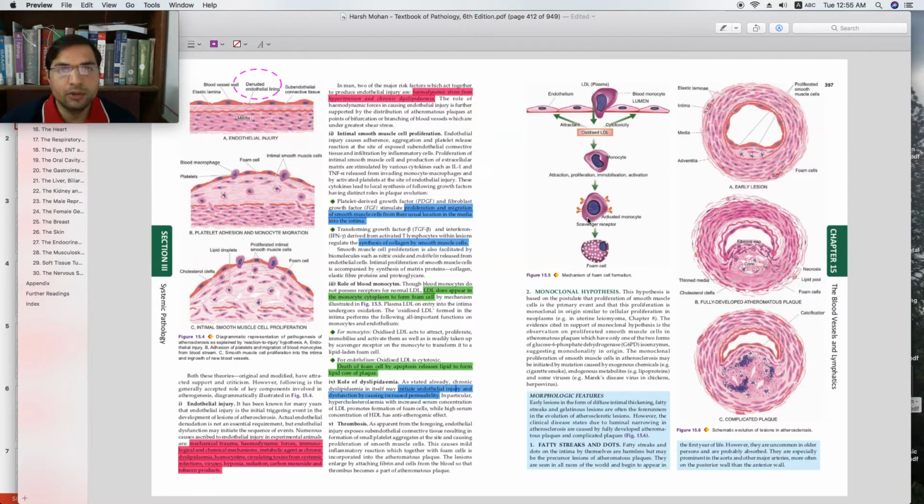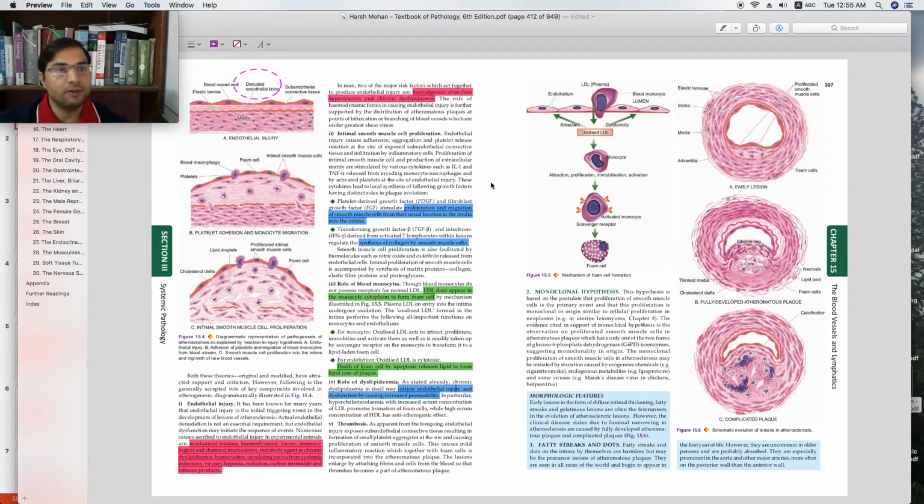Now let us come to the mechanism of atherosclerosis. So we already know that atherosclerosis is thickening and hardening of the arteries, and atherosclerosis means the deposition of atheromas or fibrofatty plaques in the arteries.